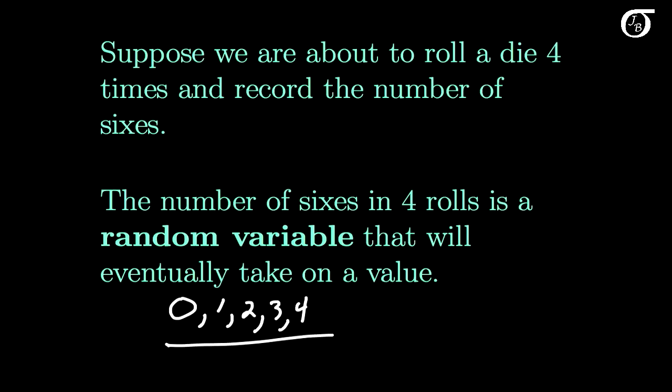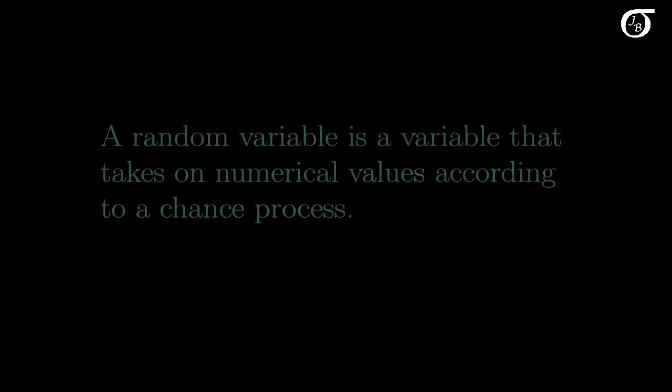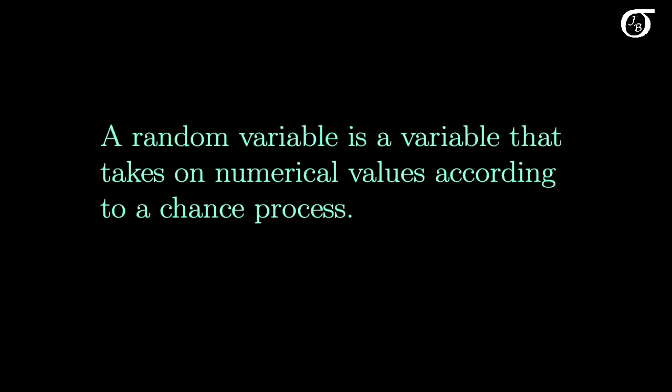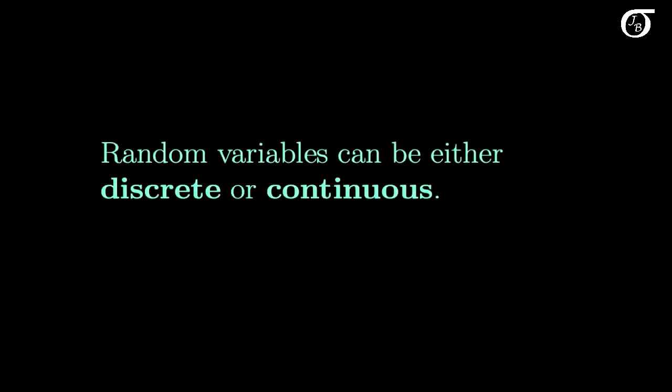So the number of 6s is a random variable that will eventually take on one of these 5 possibilities, and these 5 possibilities are going to have different probabilities of occurring. A random variable is a variable that takes on numerical values according to some sort of chance process, meaning there is some sort of randomness involved. Random variables can be either discrete or continuous, and this is going to be an important distinction for us because we're going to have to handle these situations a little bit differently.